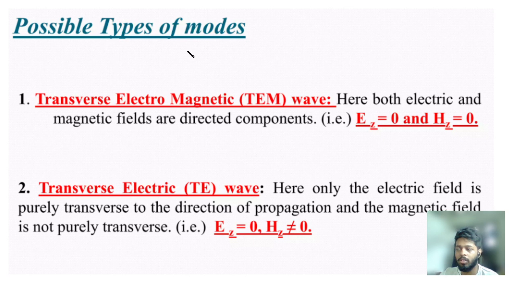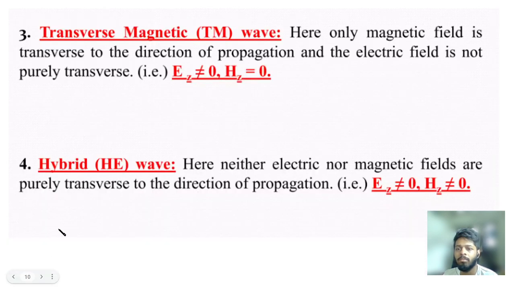Possible types of modes. Transverse electromagnetic, that is TEM wave. Here, both electric and magnetic fields are transverse components, that is Ez is equal to 0 and Hz is equal to 0. Transverse electric wave. Here, only the electric field is purely transverse to the direction of propagation, and the magnetic field is not purely transverse, that is Ez is equal to 0, but Hz is not equal to 0.